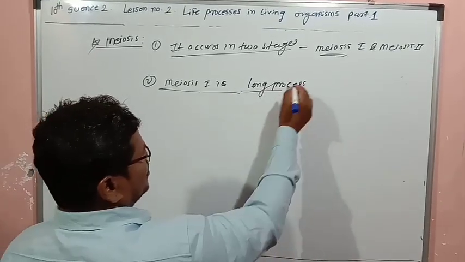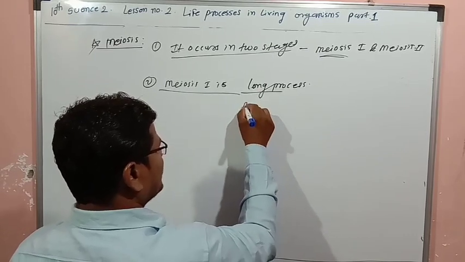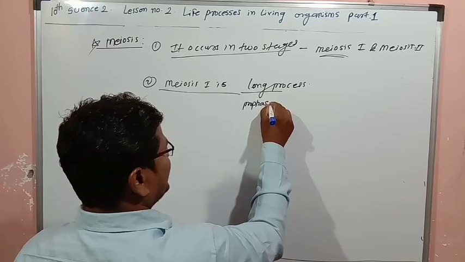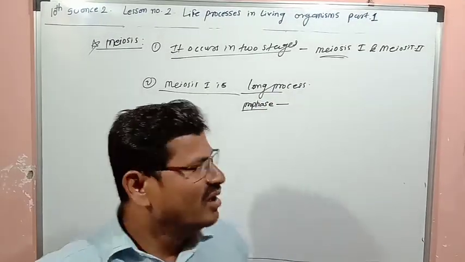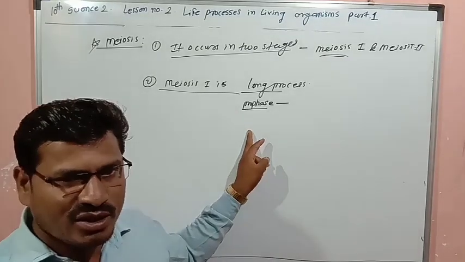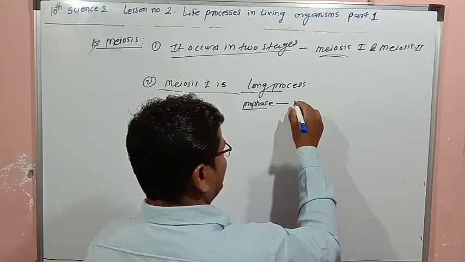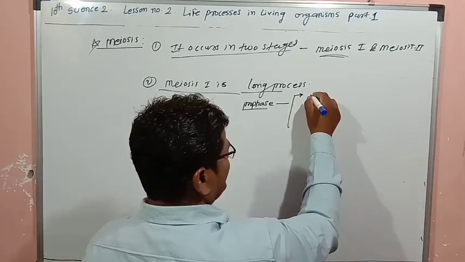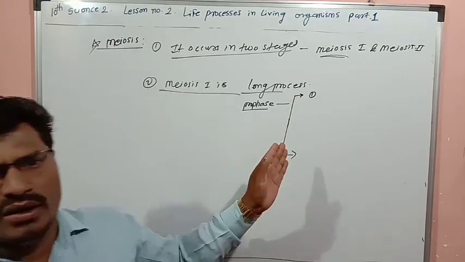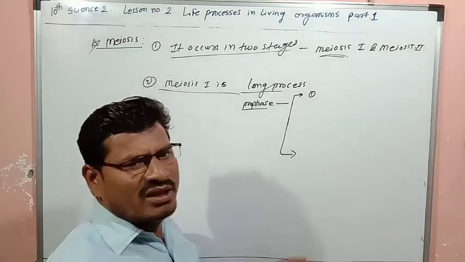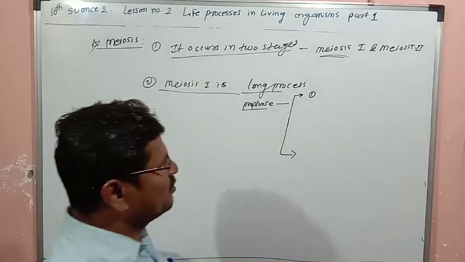In the long process of meiosis first, the prophase has 5 stages. In the meiosis first, prophase has 5 steps. In prophase first, there are 5 stages, and the first one is leptotene.